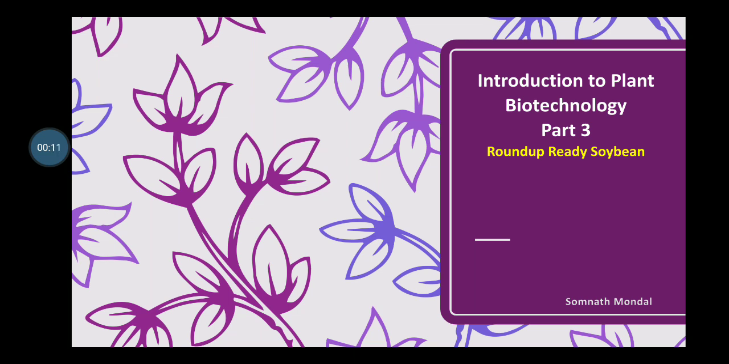Introduction of Plant Biotechnology Part 3. In Part 2, we learned about the natural plant genetic engineer Agrobacterium tumefaciens, the configuration of the Ti plasmid, and how it is integrated into the plant genome. So today in Part 3 we'll study the Roundup Ready soybean. This was one of the first ever transgenic crops, that is, a herbicide resistant plant.